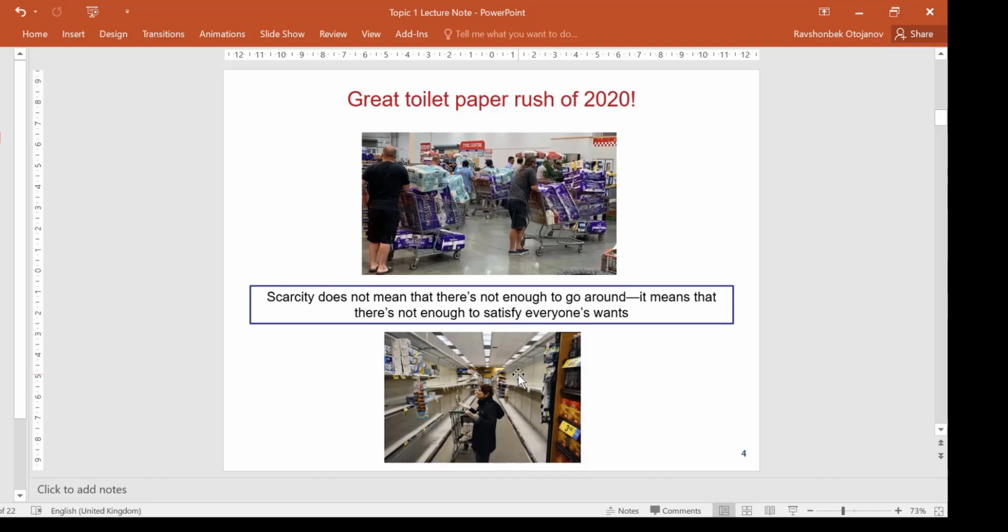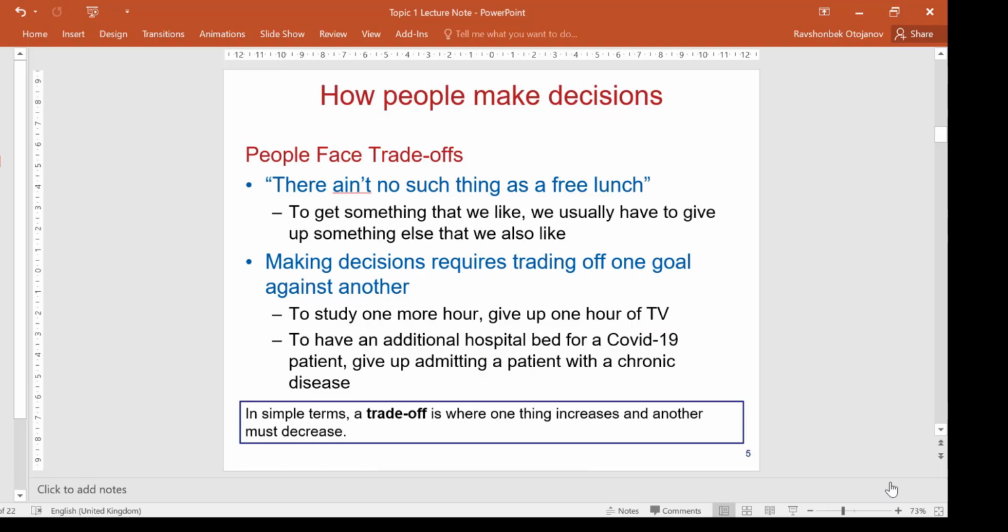So economists deal with how societies manage their scarce resources. Economists are also interested in how people make decisions, especially when facing certain situations. We'll start off with trade-offs. When people face trade-offs, they are dealing with options or choices.